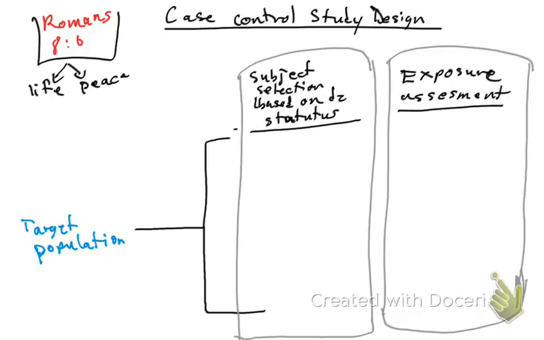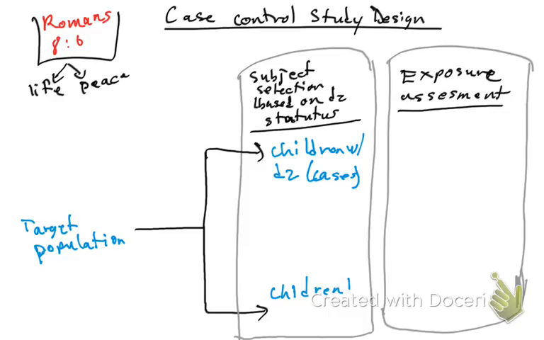Now we're going to enter, for example, the children. We're going to have, for example, children with disease, which are the cases. And then on the other side we have the children with no disease. This is still the same population, but this one is without disease, which are the controls. Both of those are going to cross to the exposure assessment.